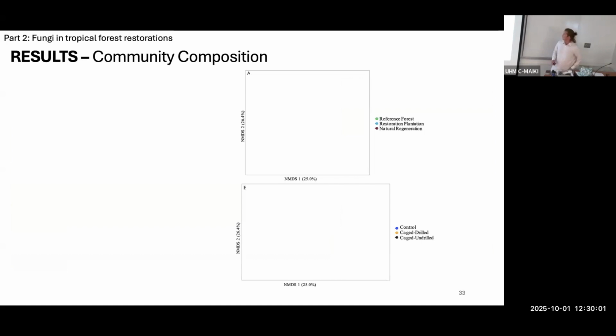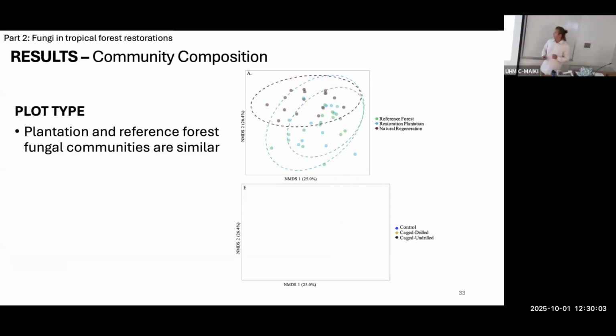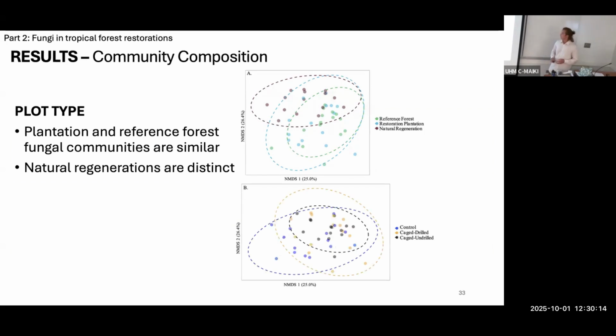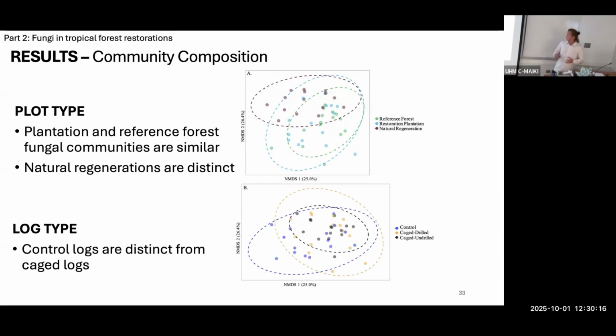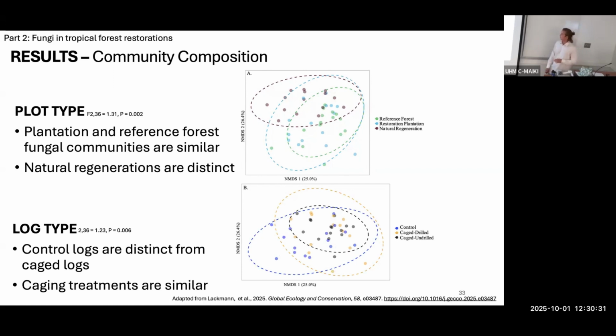And what we found was essentially what I had expected. Plantations and reference forests were indistinguishable from each other in terms of beta diversity, but the natural regenerations were distinct from both of these kinds of plots. And our control logs were distinct from the 2 caging treatments, but the caging treatments themselves didn't differ from each other. And these 2 treatments didn't interact with each other. So these effects seem to be operating separately.